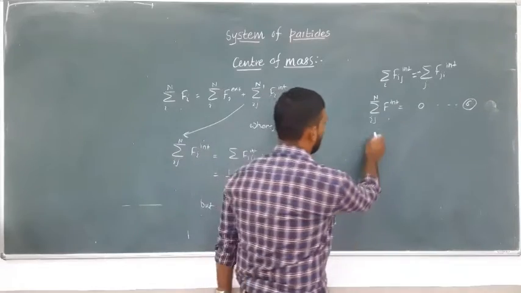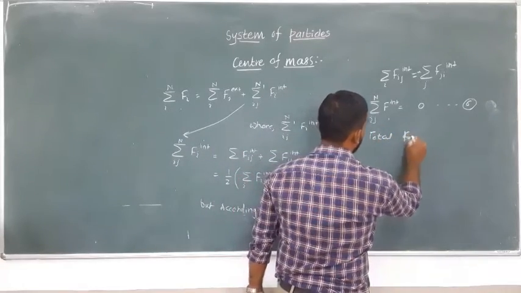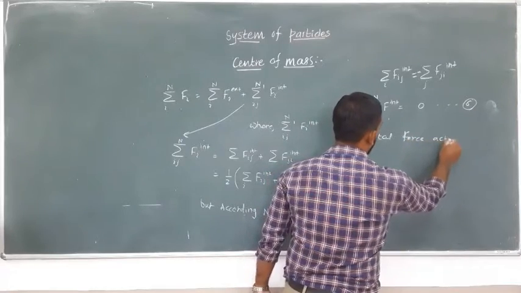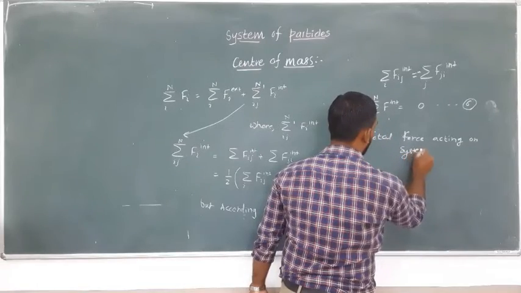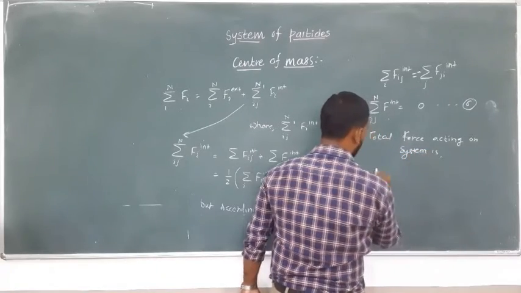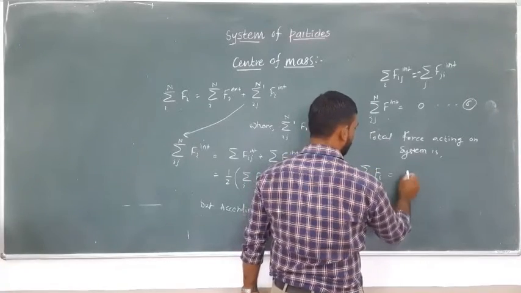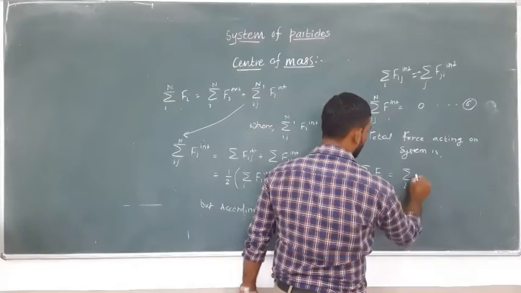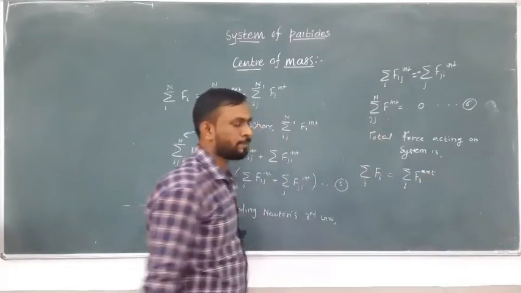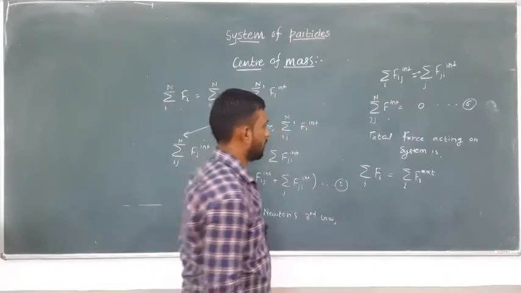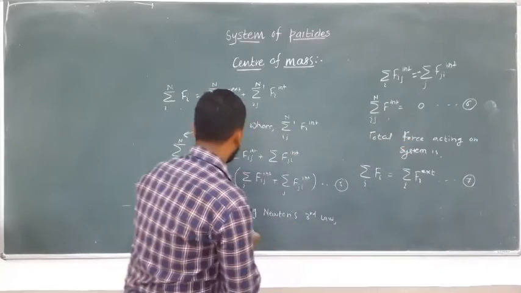So the total force acting on the system is F, the summation, obviously i runs from 1 to n, of Fi external. This is equation number 7.